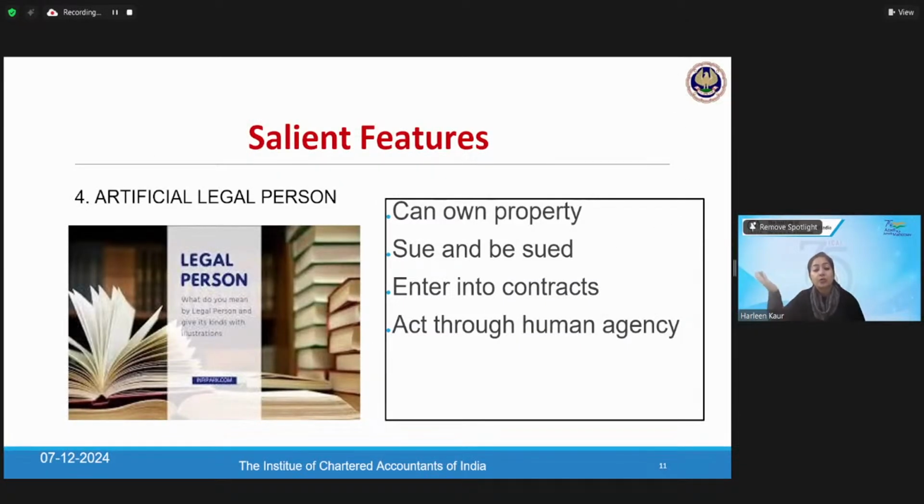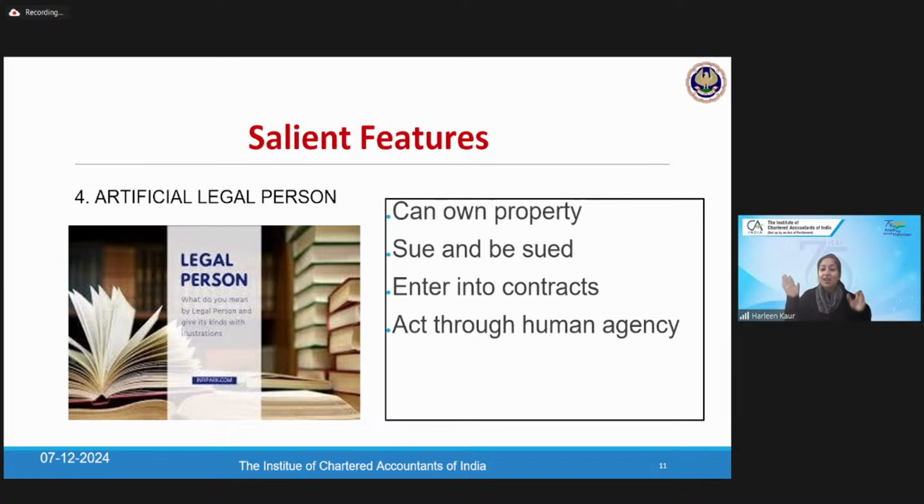Yes, you can sue company and company can also be sued, means you can also file a case against the company. Enter into contracts. ABC Private Limited can also enter into contracts on behalf of your shareholders. Company can enter into contracts. And a very important line, it acts through human agency.